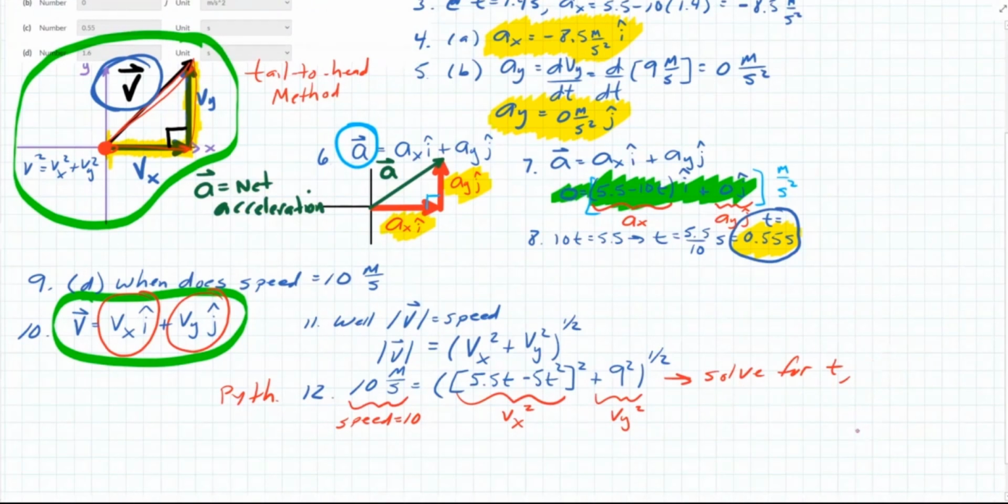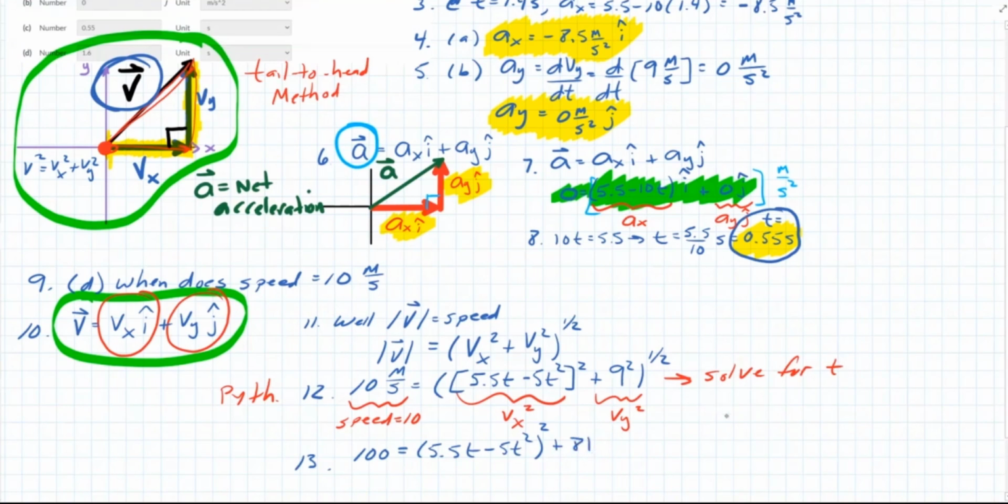But solve for t. All right, so this is a little bit of algebra gymnastics. This is a common algebra text. You know what I'm going to do? I'm going to square both sides. So if I square both sides of number 10, my left side becomes 100, because 10 times 10 is 100. If I square the right side, I get (5.5t minus 5t squared) quantity squared, plus 81. 9 times 9 is 81.